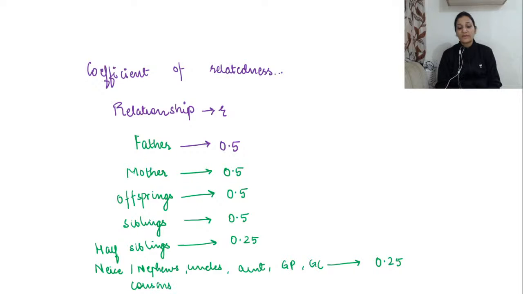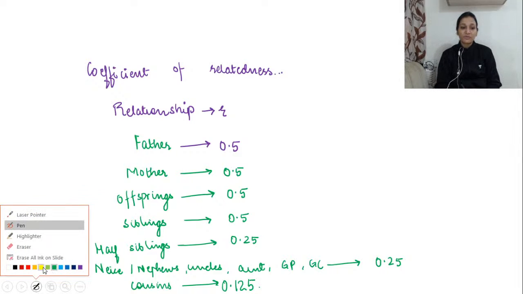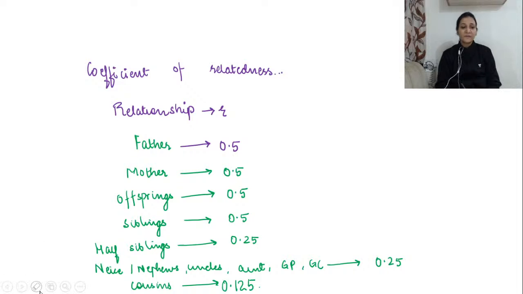How much are we related with the cousins? We are related 0.125. This is the coefficient of relatedness. So this table you should remember.